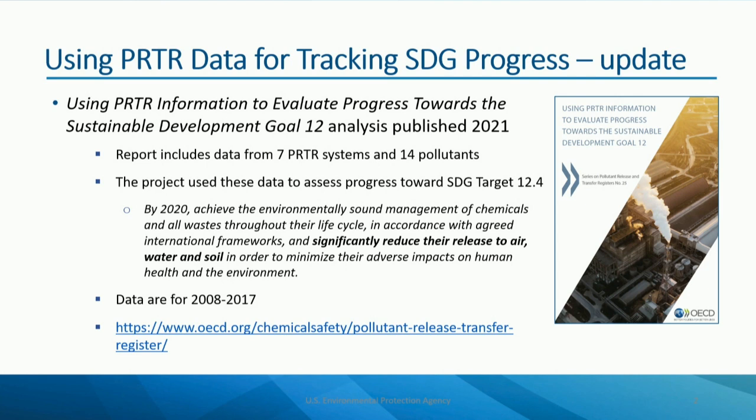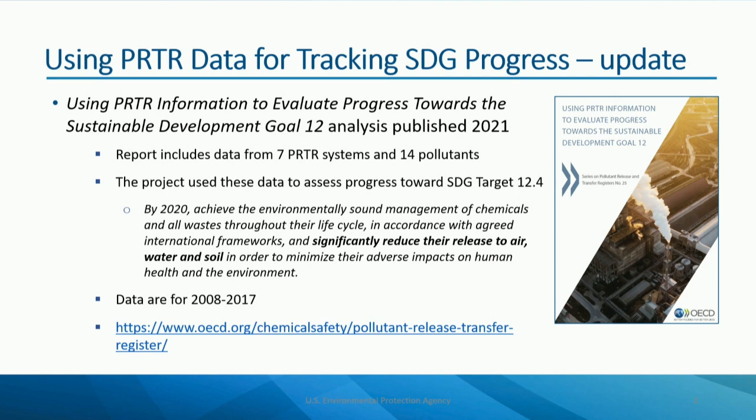So, using PRTR information to evaluate progress towards the Sustainable Development Goal 12, an analysis was published in November of 2021 by the OECD. The report includes data from 7 PRTR systems comprising 39 countries, because E-PRTR is one of those 7, and 14 pollutants, 12 toxic chemicals and 2 atmospheric pollutants.